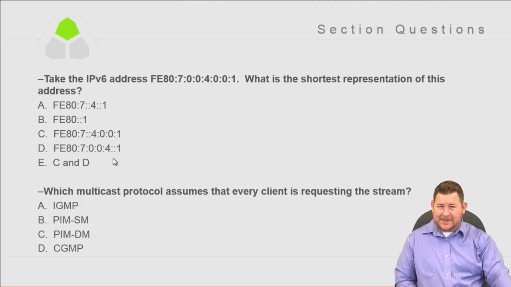There are going to be a lot of questions like that, that make you think a little bit and are difficult. Anytime you have those multiple choice questions with option E or F along with A, B, or C, that's where it all gets crazy. So anyway, which multicast protocol assumes that every client is requesting the stream? A, IGMP, B, PIM-SM, C, PIM-DM, or D, CGMP?